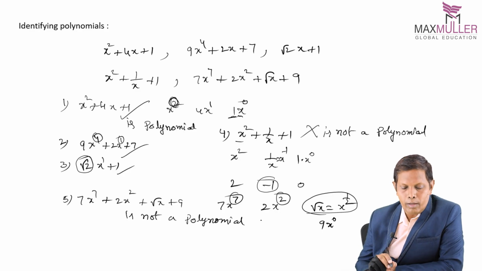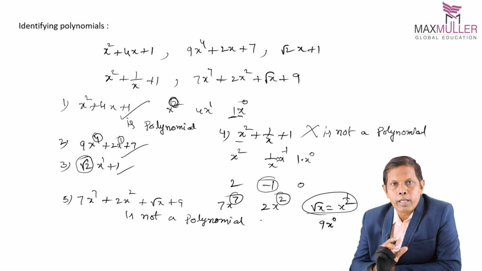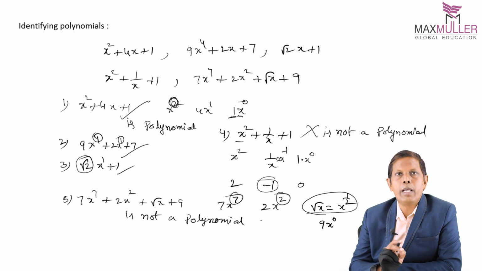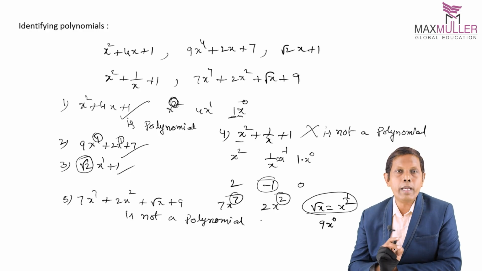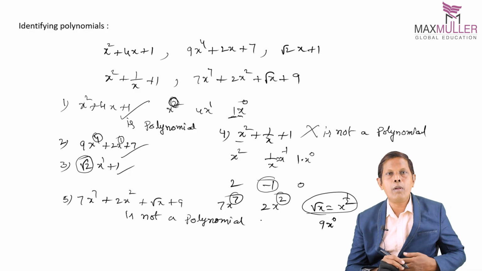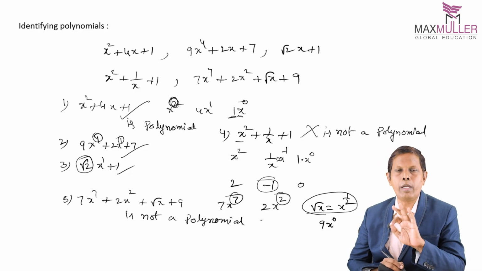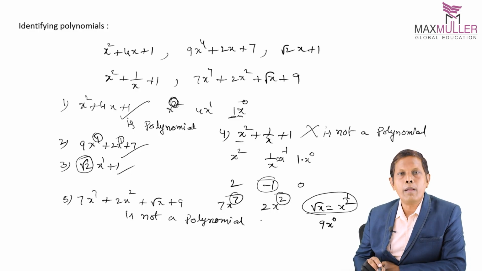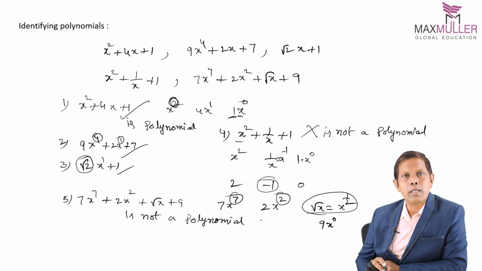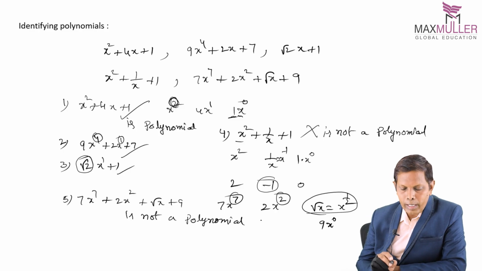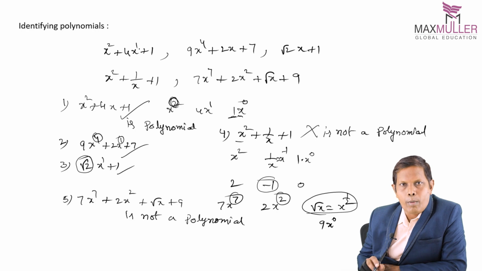So finally you can conclude that every expression need not be a polynomial. Concentrate only on the variables and the degree of each variable. If the degree of the variable is a non-negative index, then it is said to be a polynomial. Otherwise it is not a polynomial.